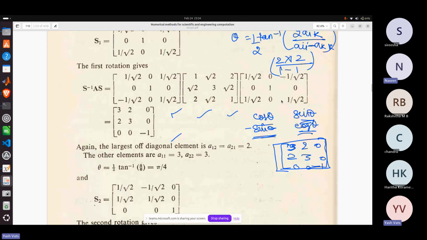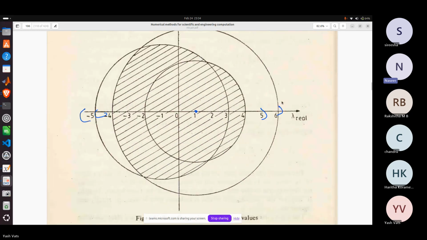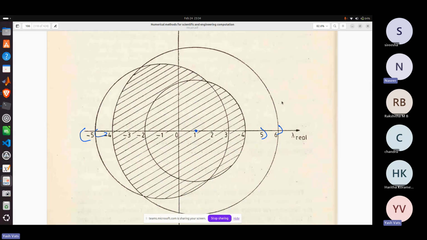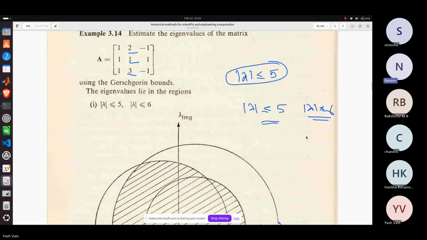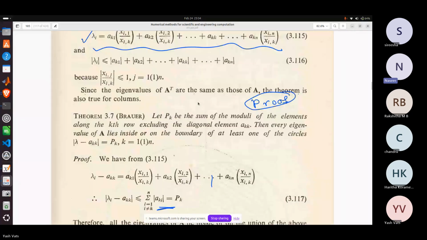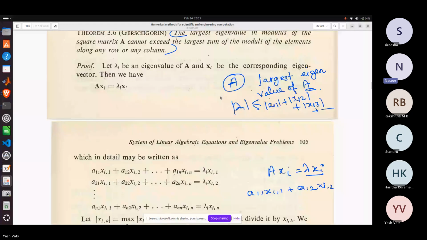Sir, just now we discussed the concept of the bounds. Are we taking the sum of the modulus, or only the sum? It is the sum of the modulus. It is irrespective of whether the matrix is diagonally dominant or not. We can always think of having a bound for the eigenvalue, whether the given matrix is diagonally dominant or not. It doesn't depend on the diagonally dominant nature.